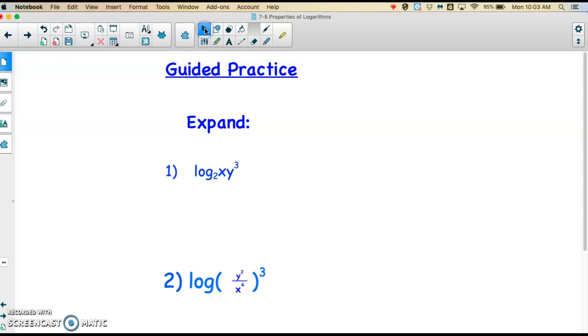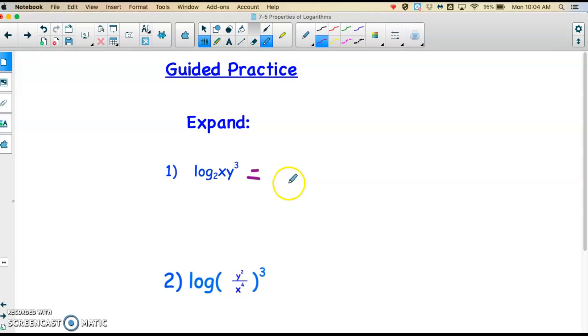And as we practice this, you're going to see directions like expand or condense. Expanding means you're going to write this into multiple logs. So you're going to show that property in multiple logs. And then condense is where you write it down as one log. So right here, see how this is one log? We're going to write this in multiple logs. We're going to expand that.